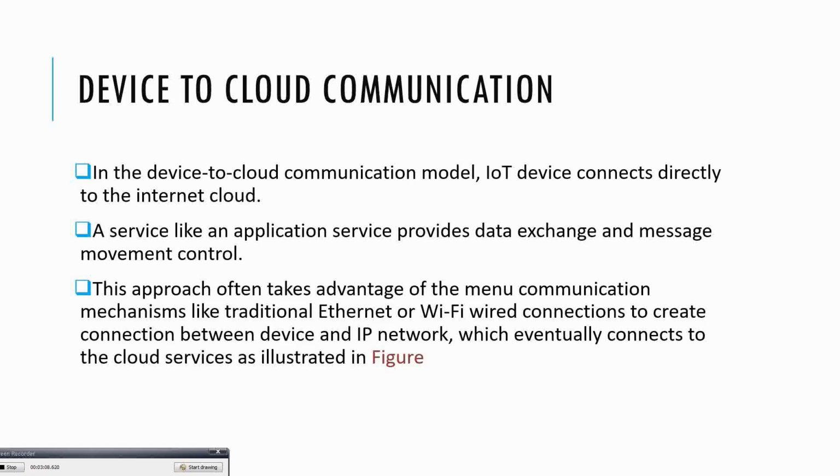Now, device-to-cloud communication. In the device-to-cloud communication model, the IoT device connects directly to the internet cloud. A service like an application service provider handles data exchange and message movement control. This approach often takes advantage of existing communication mechanisms like traditional Ethernet or Wi-Fi wired connections to create a connection between the device and the IP network, which eventually connects to the cloud service, as illustrated in the figure below.